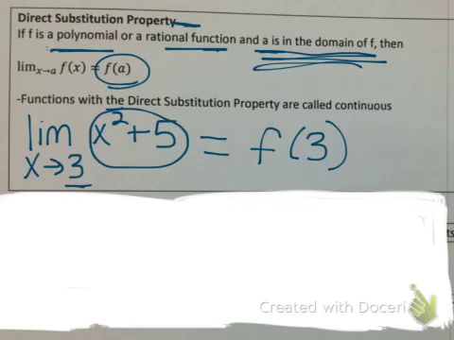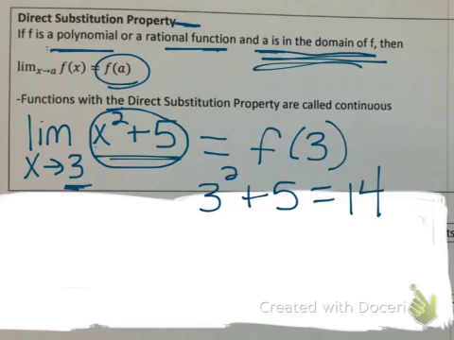So all you have to do is take 3 and plug it in. What do I get? 3 squared plus 5. 9 plus 5 is 14. Why is this true? Because if the function is continuous, the limit is just the y value. How do you get the y value? You take x and do what? Plug it in.